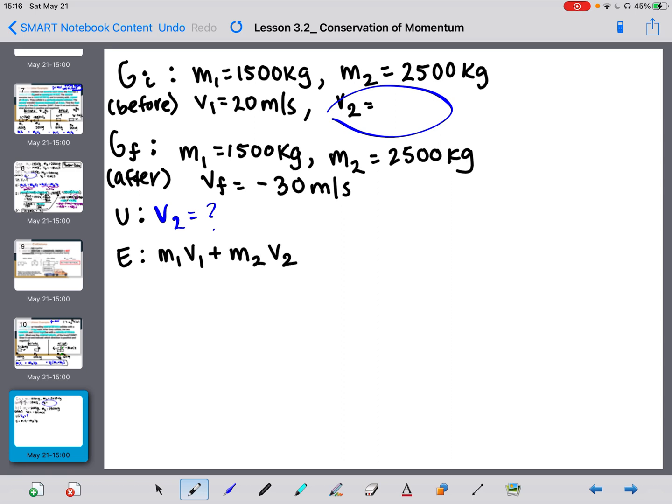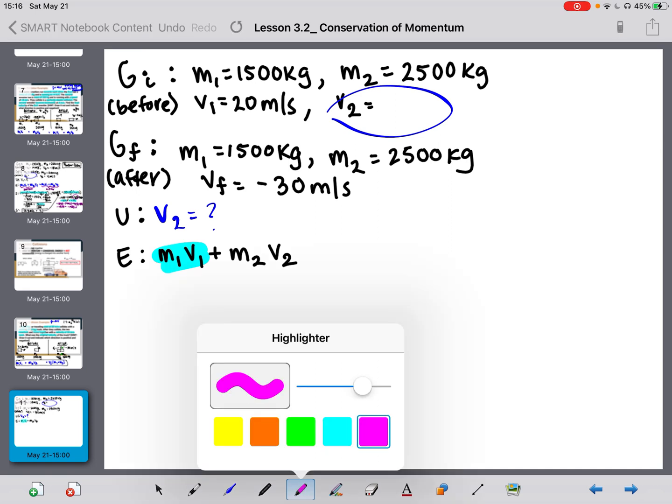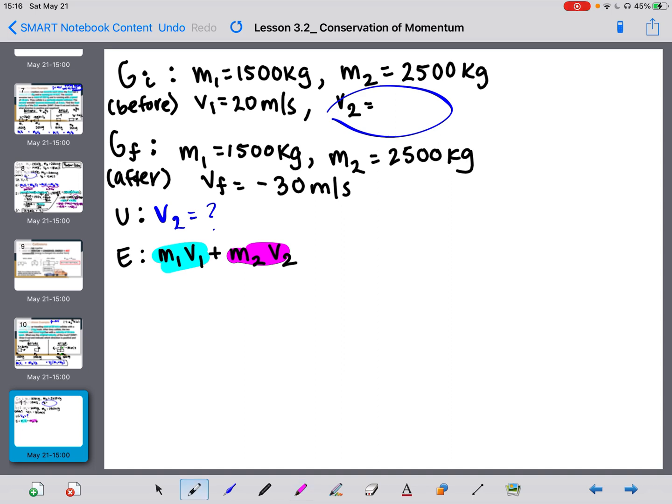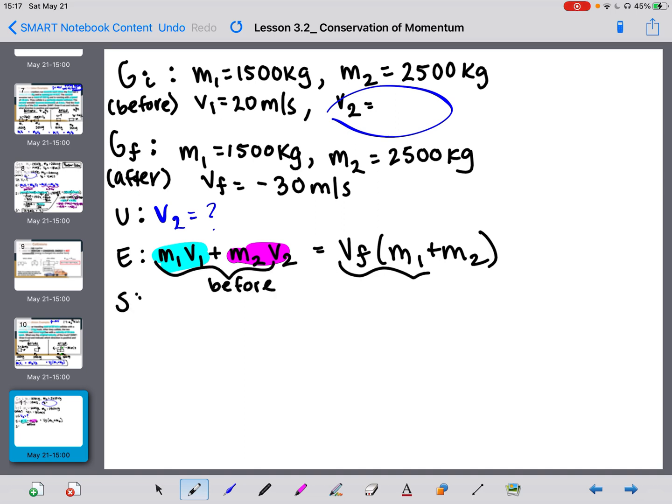This is my momentum for my first object. This is my momentum for the second object, but that's before the collision actually takes place. And then now these objects are interlocked. So now we have VF times M1 plus M2, because my masses are combined now. They're traveling with some final velocity together. So again, this is before. This is after.